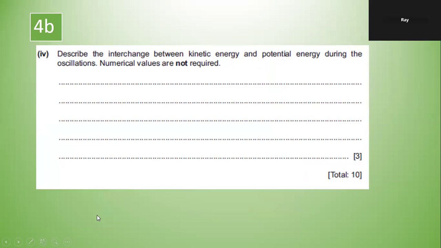Describe the interchange between kinetic and potential energy during the oscillation. Numerical values are not required. You want to try?